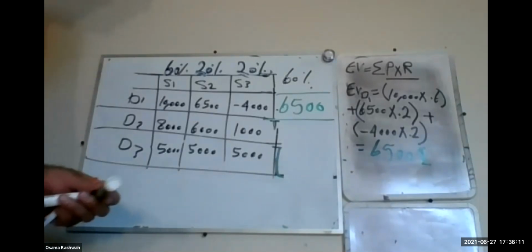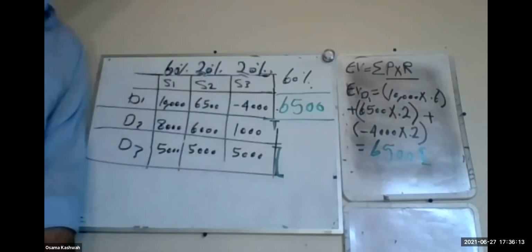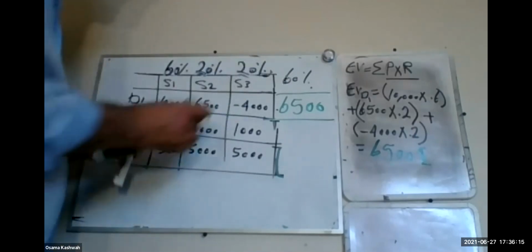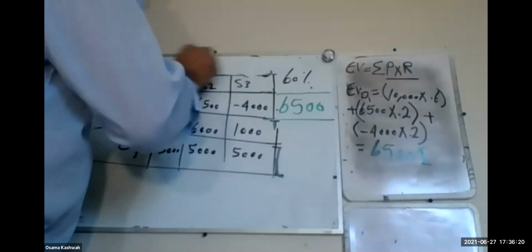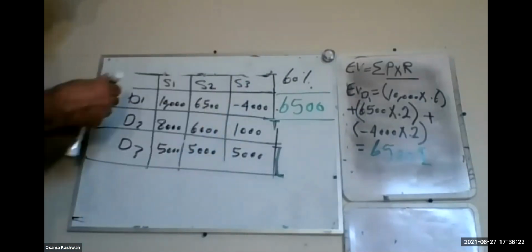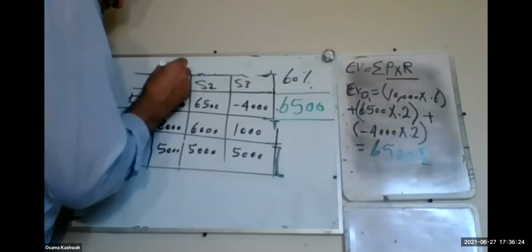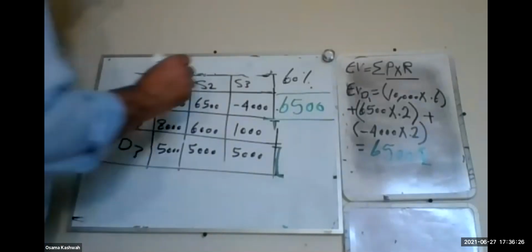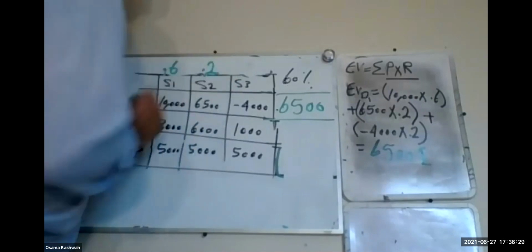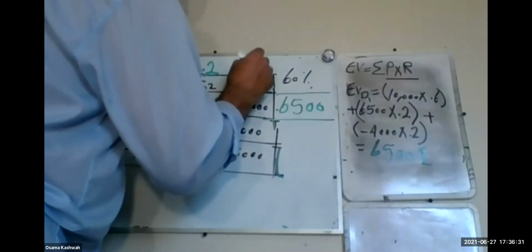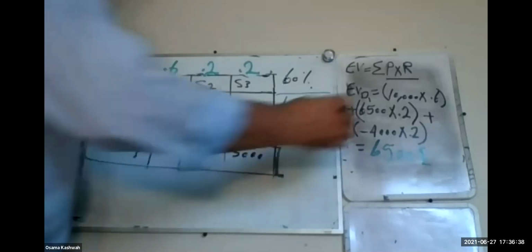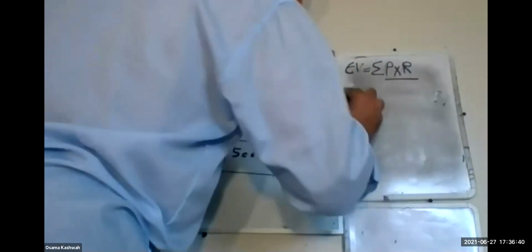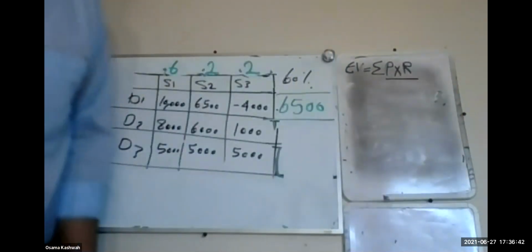Again, let me do it in another color because it does not appear. I want the probability to be in another color so it will show up, my dear students. This is 60% or 0.6, this is 0.6, and this is 0.2, and this is 0.2. All you will do now is the calculation again for the second row. Here is our second row.